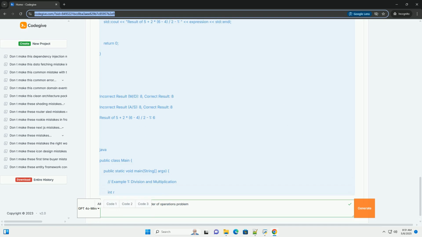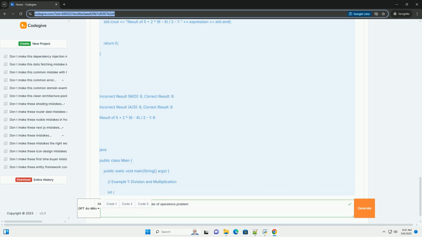Bitwise operations. Bitwise operators, for example AND and caret, also have precedence rules, which can vary between languages. Refer to the language documentation for details. Custom operators, operator overloading. If you're using a language that allows operator overloading, for example C++, you need to be especially careful about defining the precedence and associativity of your custom operators.